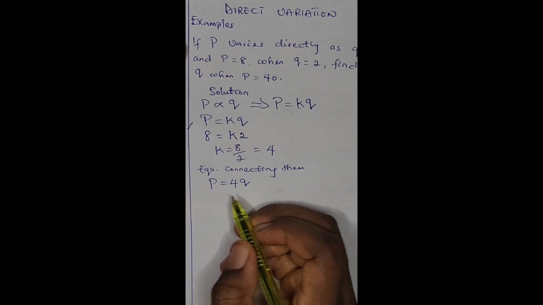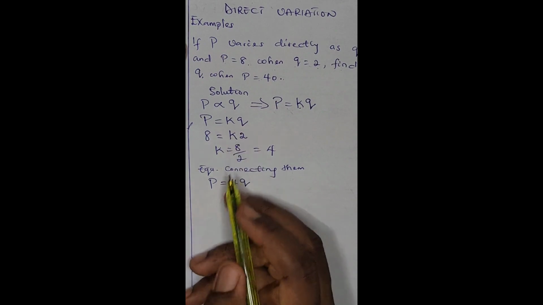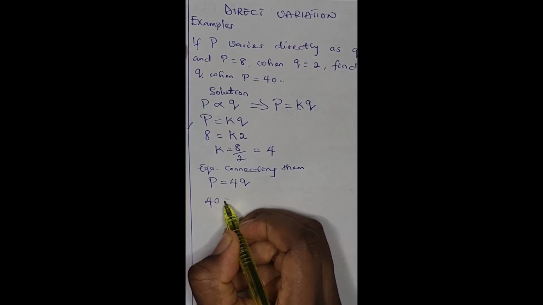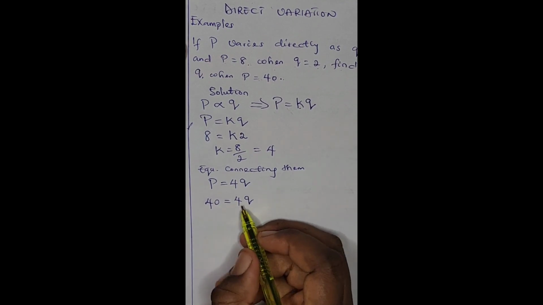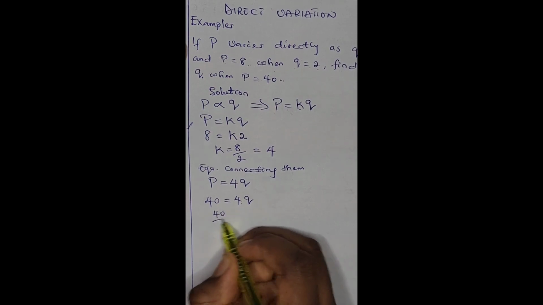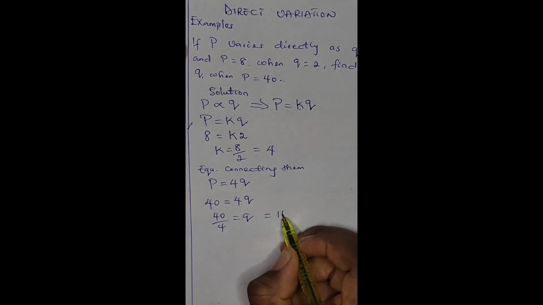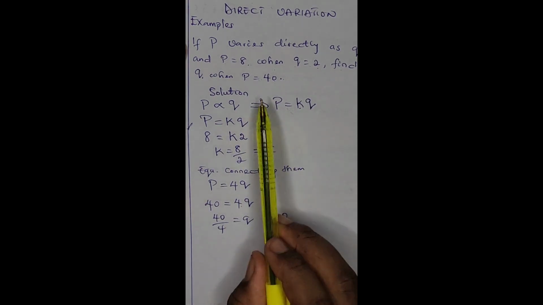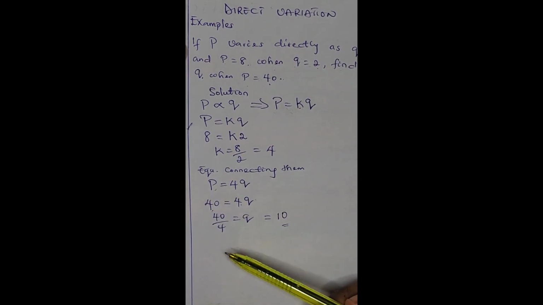So with this equation, we are going to be finding our Q when P is equal to 40. So P is equal to 40 equal to 4Q. So we divide both sides by 4, which will give us 40 over 4 equal to Q. So Q is equal to 10. So when P is equal to 40, our Q will be equal to 10.